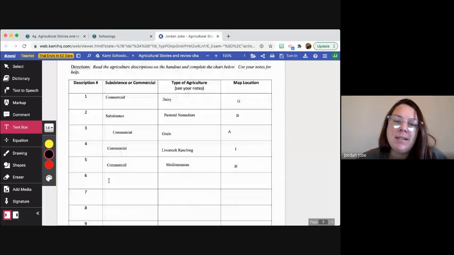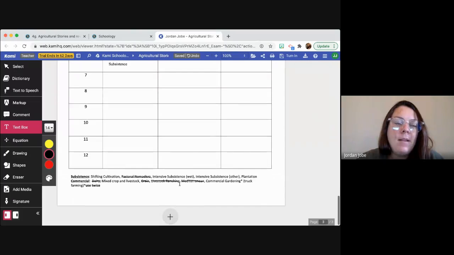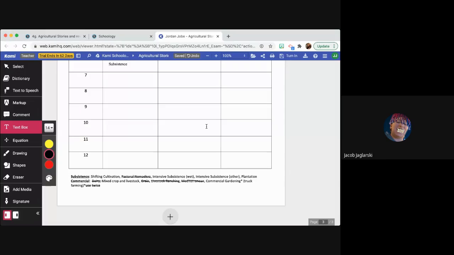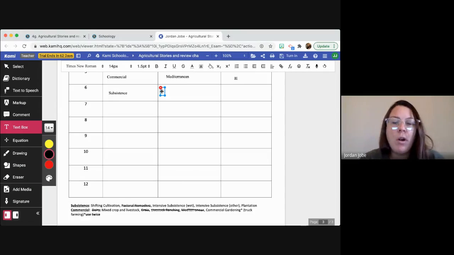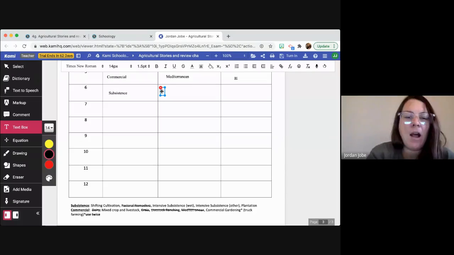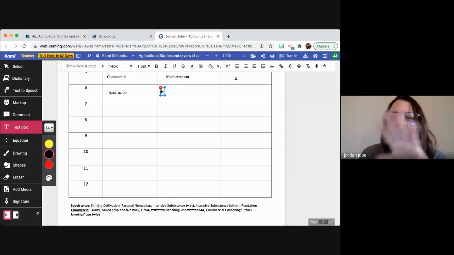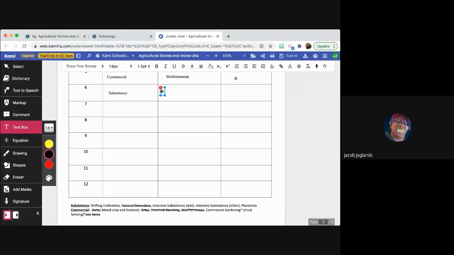Okay, are we talking about commercial or subsistence here? Subsistence. Okay. What do we think our type is? Is it shifting cultivation, intensive subsistence wet rice, intensive subsistence other, or plantation? It's either plantation or shifting cultivation. So plantation is where you have a big company that owns the farm and then hires migrant workers. Shifting cultivation is the smaller farm, often called slash and burn, where you cut the trees down, you burn them, you plant, and then you repeat the process another year somewhere else. So based on that information, between those two, what do we think it is? Shifting cultivation.